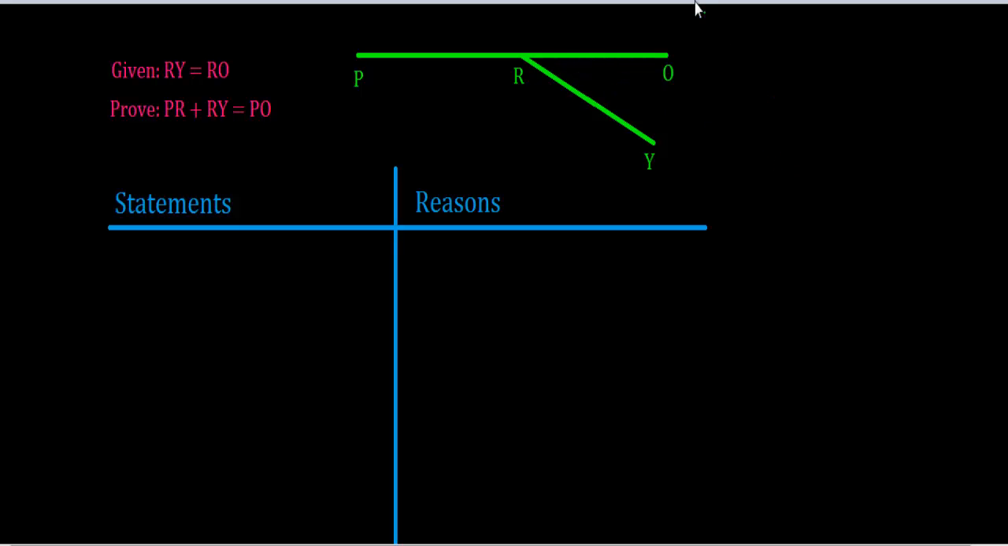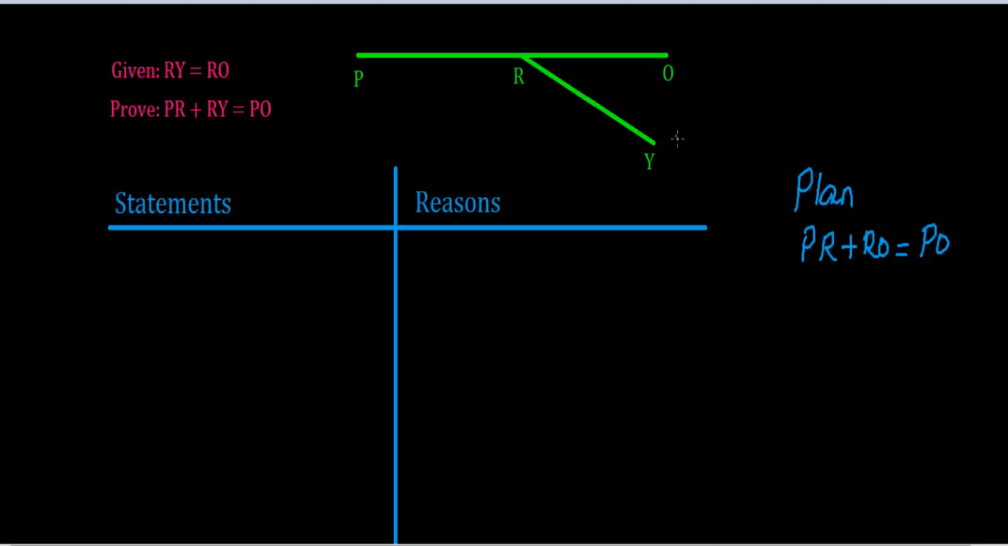So here's my plan. Let's write out a plan. For my plan, I'm going to write the segment addition postulate: PR plus RO equals PO. Okay? I'm just going to write that. I'm going to say, well, I know PR plus distance RO is equal to the whole distance PO by the segment addition postulate, which you should remember, and we worked a lot on this.